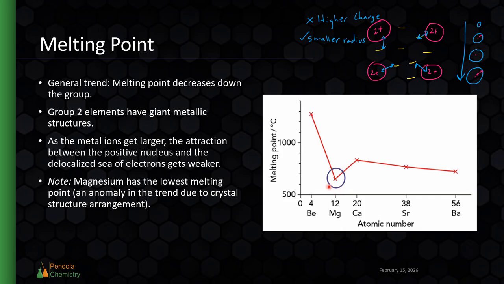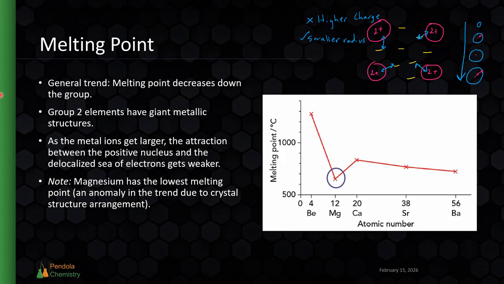All right, so just keep in mind, magnesium is an exception to the melting point trend because of its crystal structure, and that's it. And when you're asked to explain the melting point trend, it's due to the size of the ions, because they're all 2+, so it has nothing to do with charge. Due to the size of the ions and how the ions get larger, the distance from the nucleus to the delocalized electrons gets larger, and so the metallic bonds get weaker, and so it's easier to melt the metal.